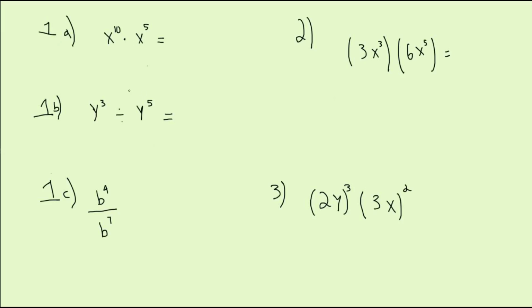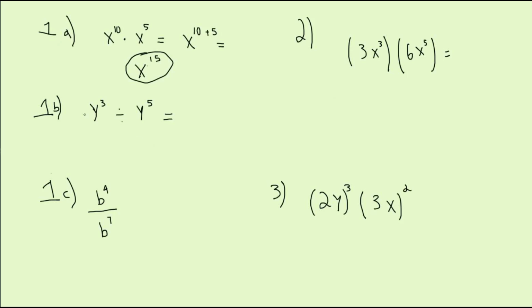Today, we're going to be continuing our study of properties of exponents, and we're going to be looking at simplifying exponents. So let's begin. 1a, x to the 10th power multiplied by x to the 5th power. As you can see, we have the same base, so we can just write that down here. And all we have to do is add our exponents. So add the exponent of 10 and the other exponent of 5. If we add those together, we get x to the 15th power, which is our final answer.